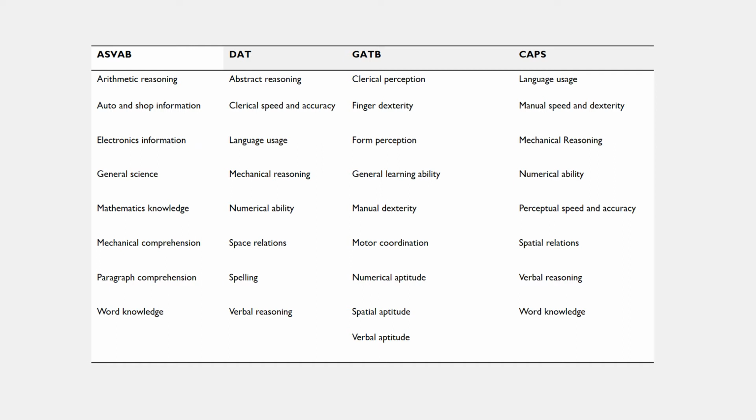The differential aptitude test, the general aptitude test battery, and the career ability placement survey. So these are some of the more widely used aptitude batteries, and you can see how some of them look at similar types of information, and some of them look at much more specific and specialized things like manual dexterity or mechanical reasoning, or looking at finger dexterity, which is a pretty specific thing to be looking at.